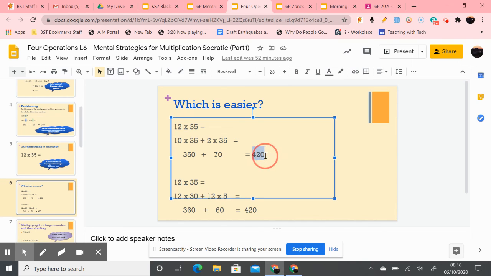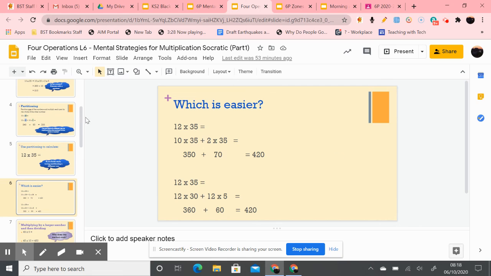So notice it's exactly the same. You just have to think which is the easier number, or the better number, for me to partition. You remember, you only choose one of them to partition.